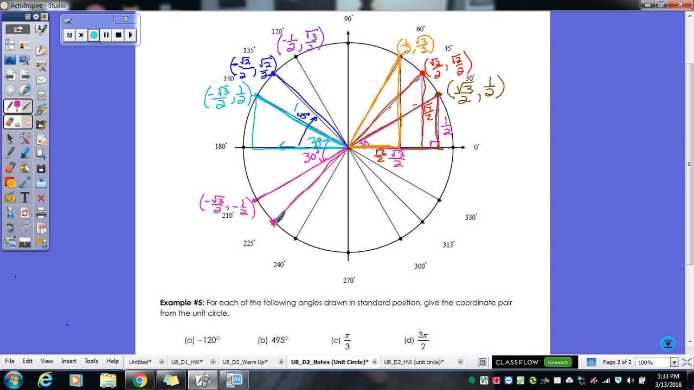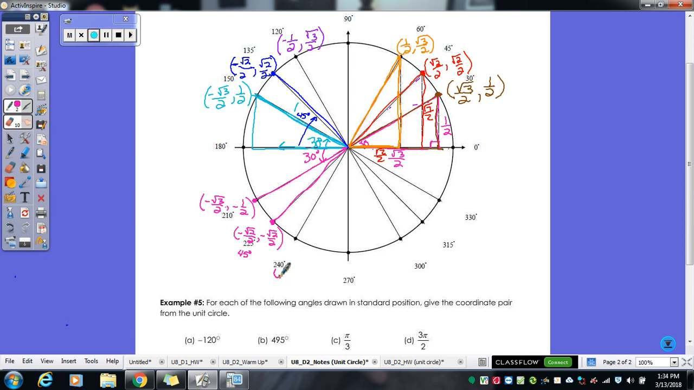And 225 would use which one? What's our reference angle for 225? 45, so negative radical 2 over 2 comma negative radical 2 over 2, because your reference angle was 45. So it uses the same values as the 45. It's just because you're in the third quadrant, your x and your y's are negative.